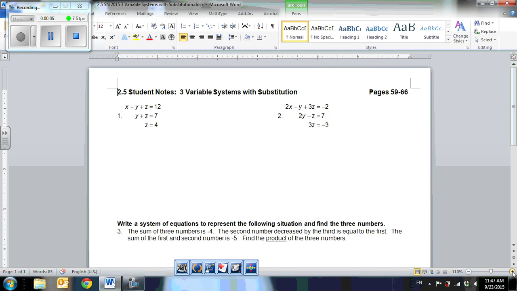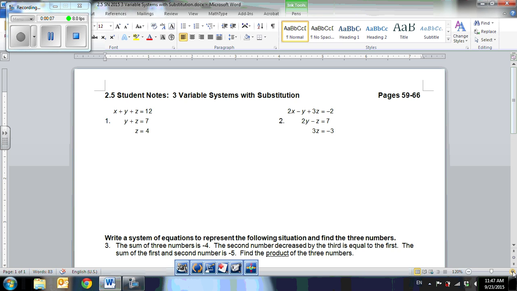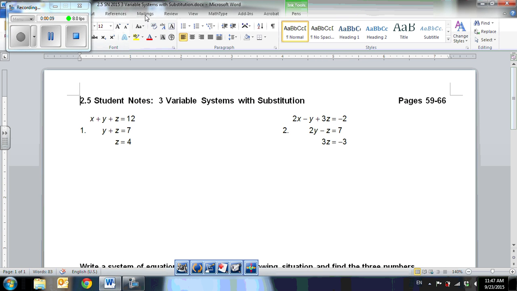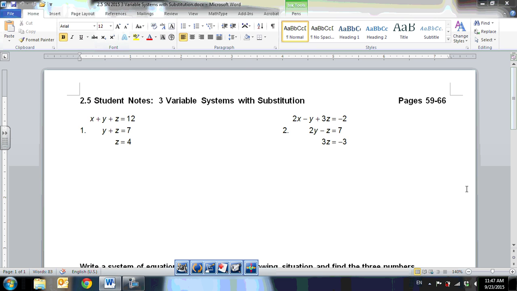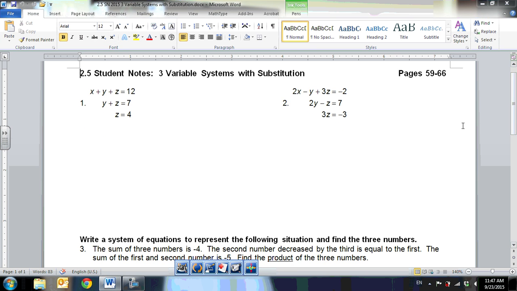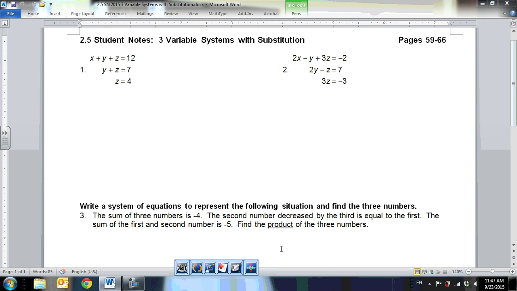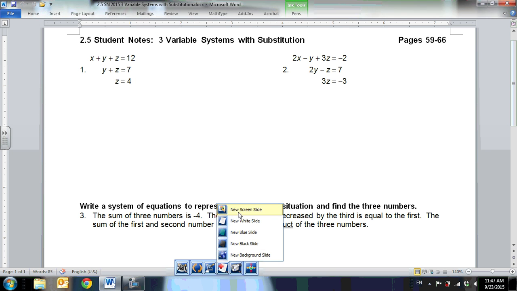So today we're going to talk about solving three variable systems. We've been working on two variable systems, so we're going to take it up a notch. Mainly what we're going to do today is use substitution to solve these systems. So the first two are going to start us off nice and easy.